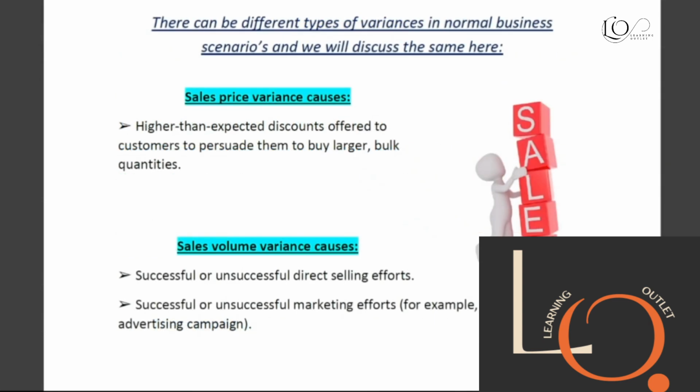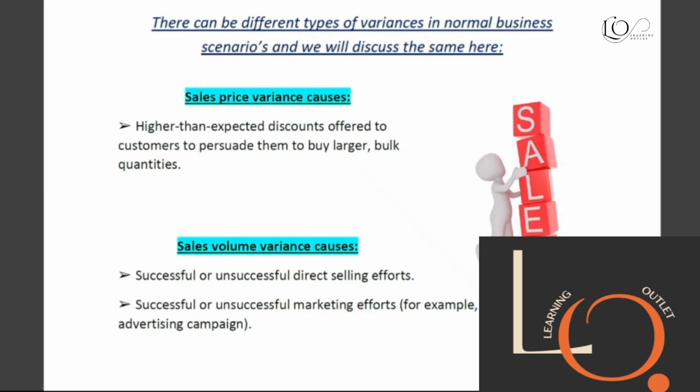Naturally, variances can be of very many types. There can be material variances, change in material price, sales variances, change in sales price or sales quantity, labor variances, variable overhead variances. We'll speak about the major variances, which from a business perspective we should have some clues about. So there can be very many different types of variances in normal business scenarios, and we will discuss the same here. First, let's start with the most fundamental for any business, which is sales.